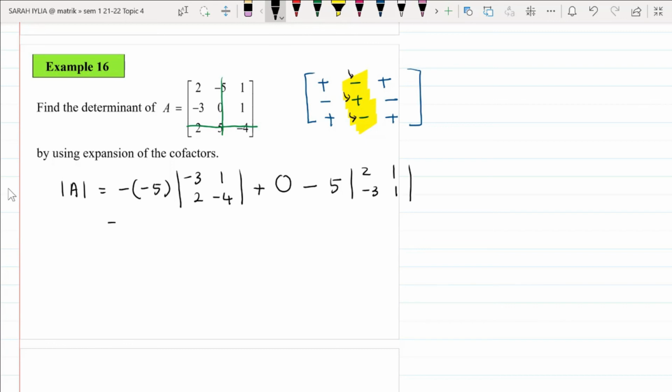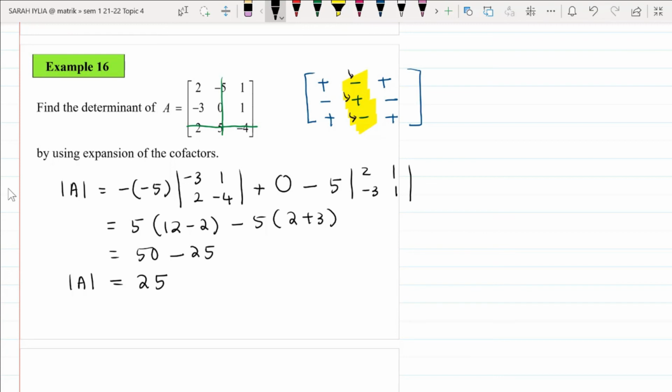Okay, after that, awak dah boleh simplify lah. Kira satu-satu. So, first one, kalau kita cross multiply, dapat 12 minus 2. And then, for second minor tu, kalau kita simplify, dapat 2 plus 3. So, we have 50 minus 25. So, our final answer for this question would be 25. Okay, that's all on how to find determinant for 2x2 matrices and 3x3 matrices.